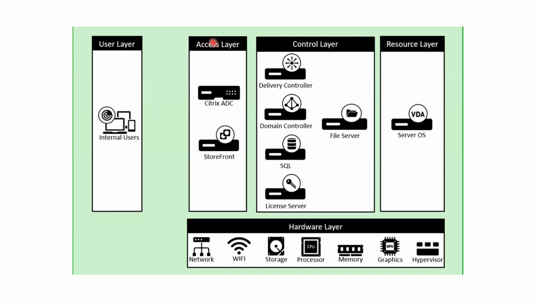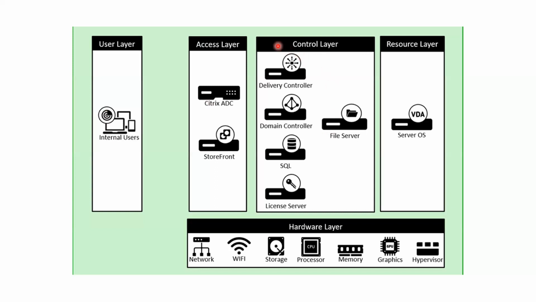The access layer is an entry barrier for the end user. Means the user must enter your infra through the access layer only. In the access layer, we have StoreFront as a web page, and we have Citrix ADC, that is NetScaler, for load balancing and to manage the traffic. So in the access layer we have two servers.